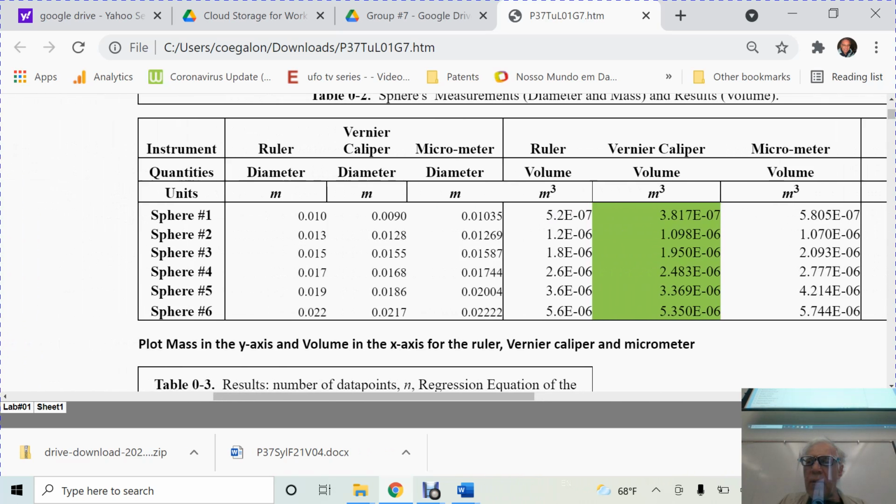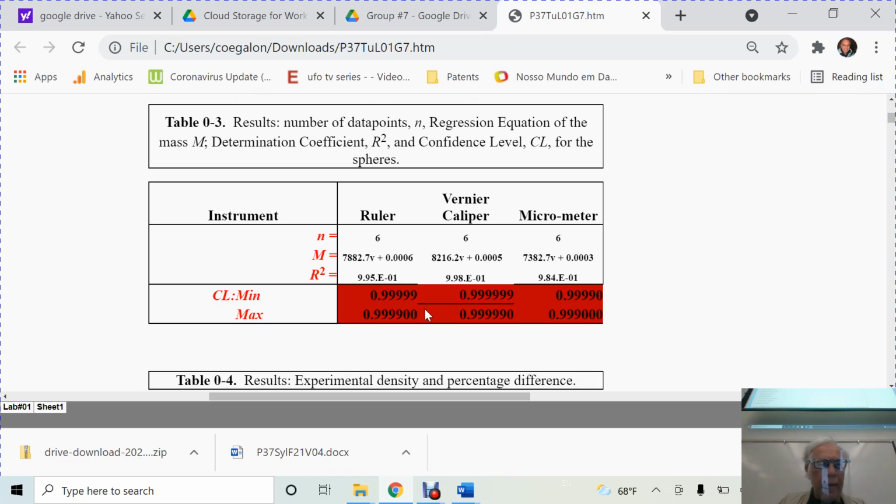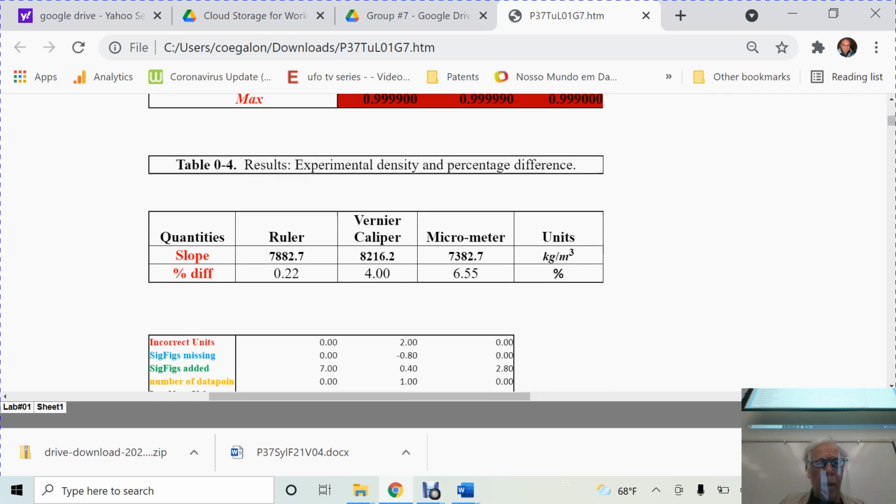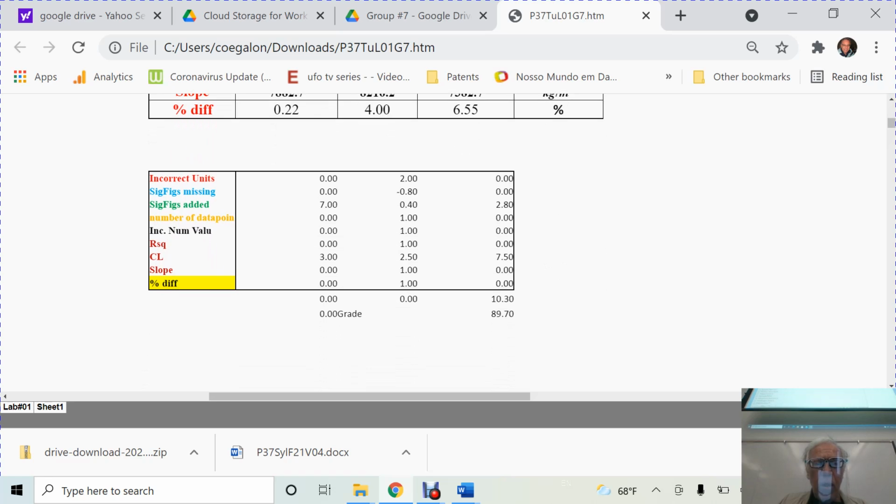Let me see if you missed anything else. Apparently you missed on the CL, because it's highlighted here. If you have any questions, you can come by and then we see what's wrong. And apparently that was the only mistakes. Okay, here, incorrect units. You had no incorrect units, right? Significant figures added. You added 7 significant figures on the total that were not supposed to be there. And there were 3 CLs that you didn't get right. Subtract that, you get your final grade. Okay?